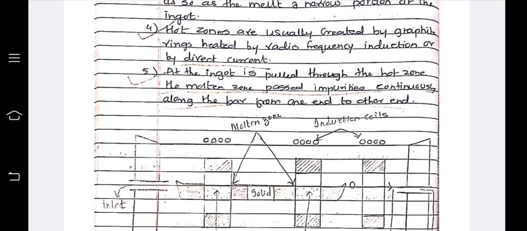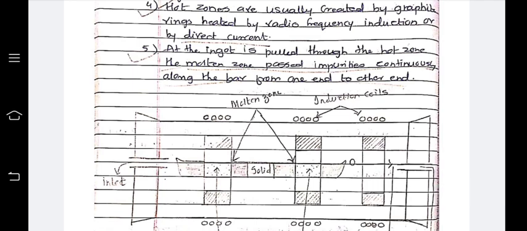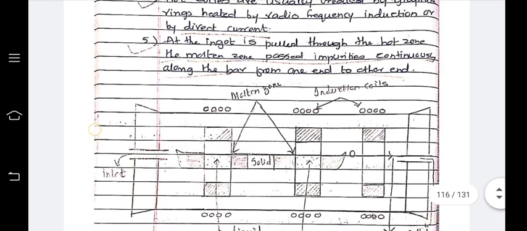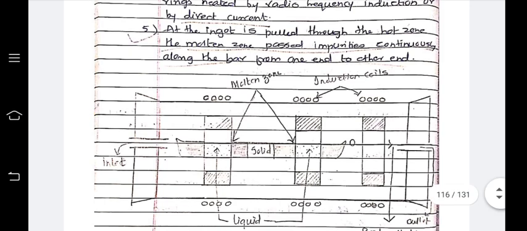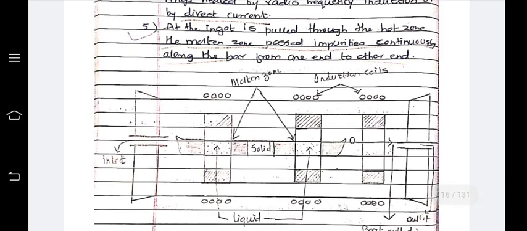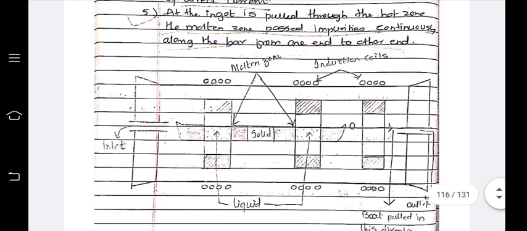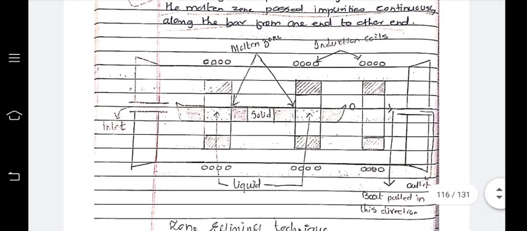Hot zones are usually created by a graphite ring heated by radio frequency induction or by direct current. As the ingot is pulled through the hot zone, the molten zones carry the impurities continuously along the boat from one end to the other end.